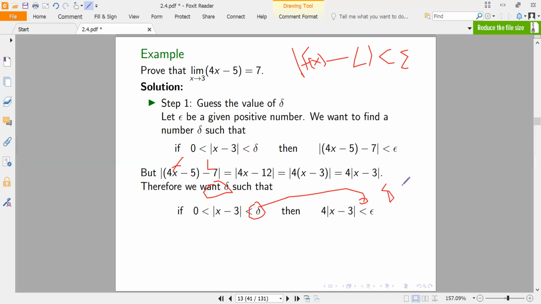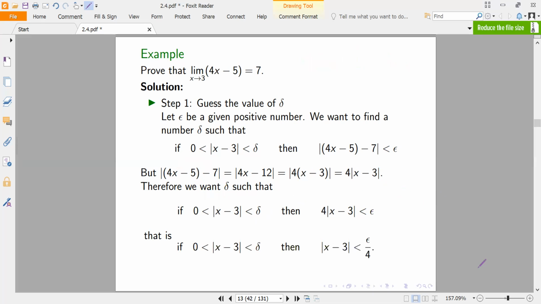So we need to find some delta that is dependent on this epsilon. In other words, if we choose our delta, it means that the absolute value of x minus 3 will be less than epsilon over 4. Remember we said delta is dependent on epsilon. So if we choose our delta to be epsilon over 4, then the distance of x minus 3 will be within delta.